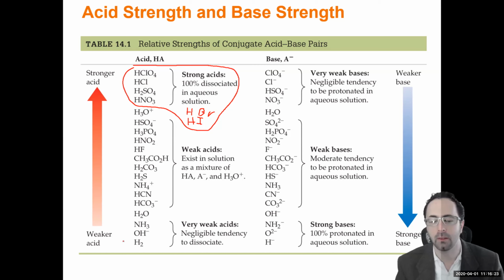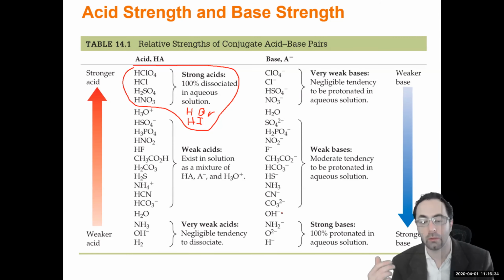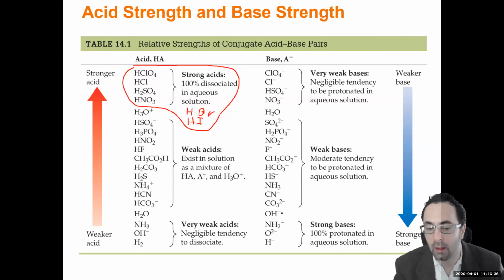And the weaker acid you have, so for example, water is not a very strong acid, its conjugate base, hydroxide, is very, very strong. We consider hydroxide to be basically the definition of a strong base, hydroxide itself in water. And so water itself is quite a weak acid.